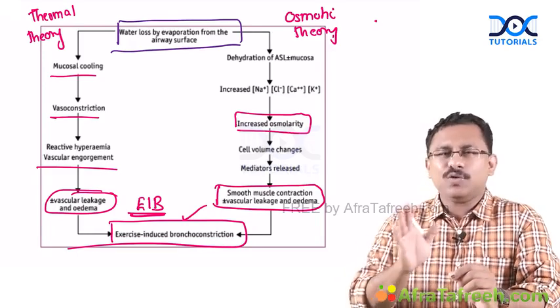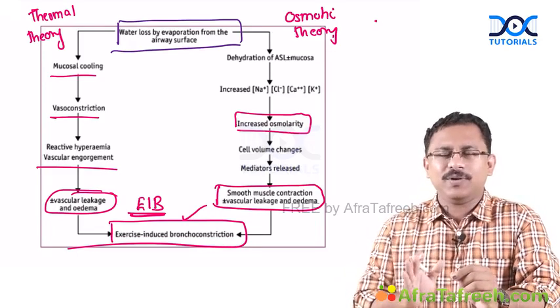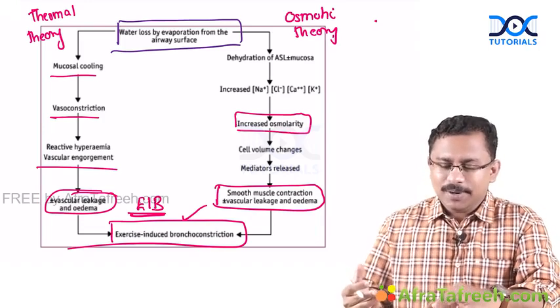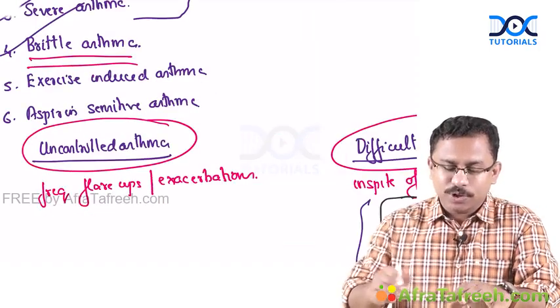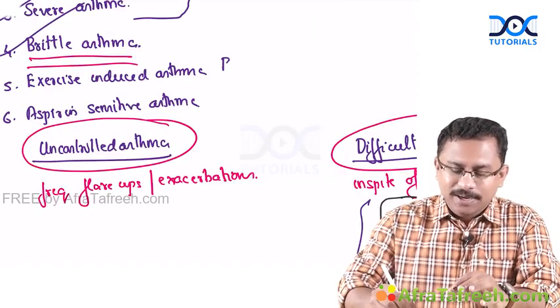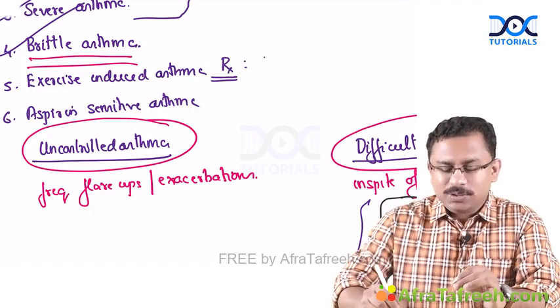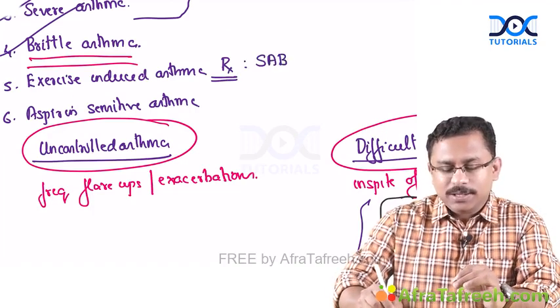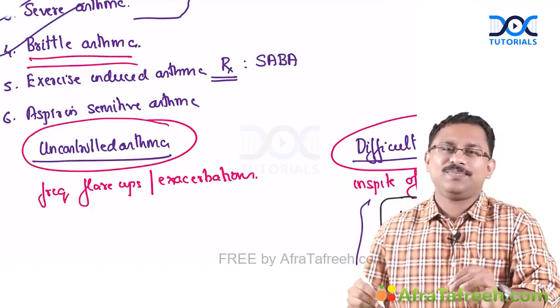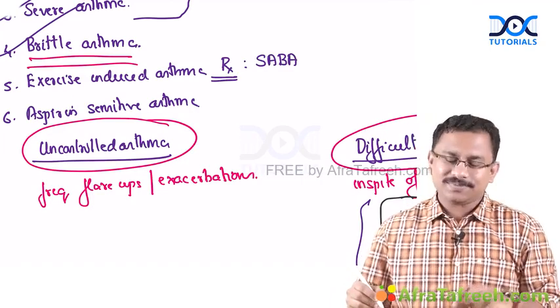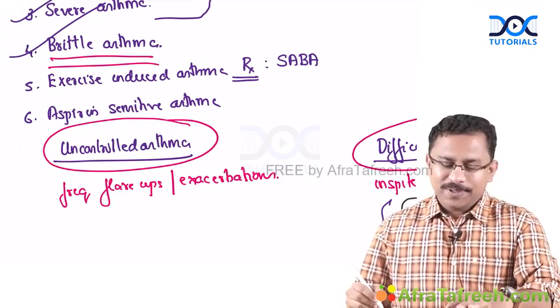These theories are not very important from the exam point of view. I just wanted to tell you how this develops. But for your exam, what is important is the treatment of exercise-induced asthma. So remember, exercise-induced asthma treatment is going to be short-acting beta agonist. Short-acting beta agonist is going to be the treatment. All right, so that is also clear.